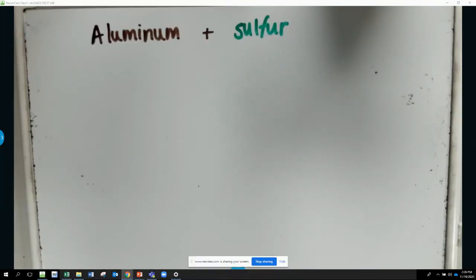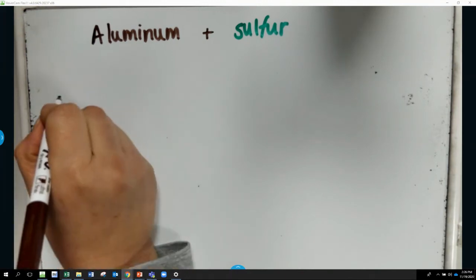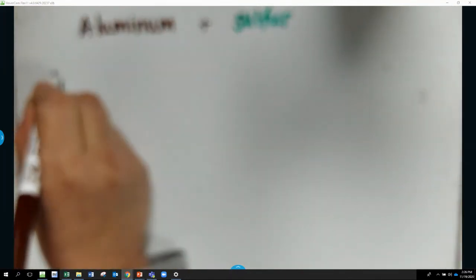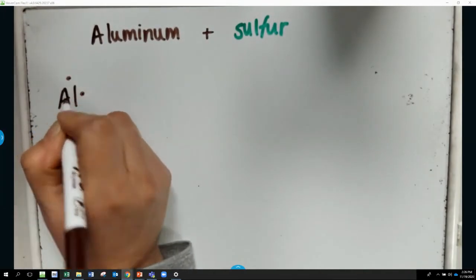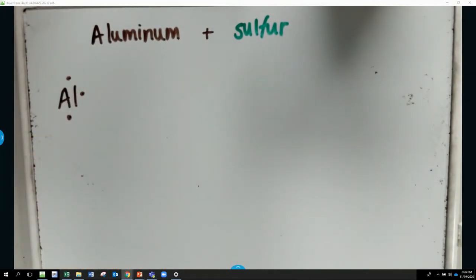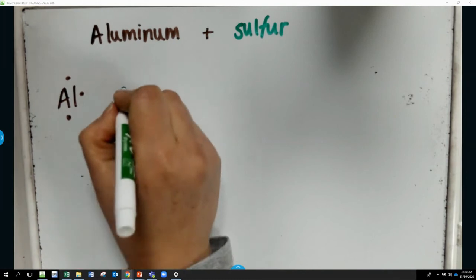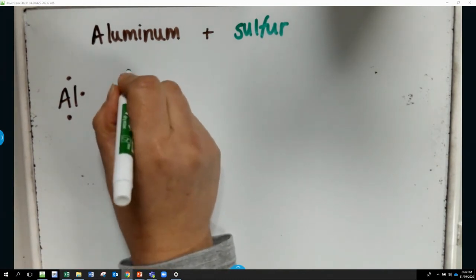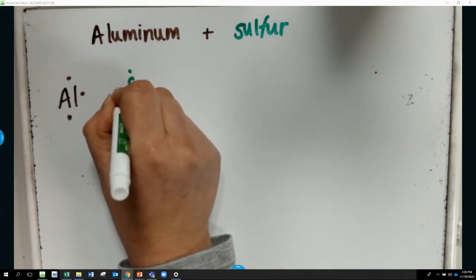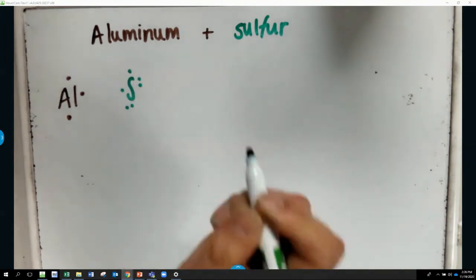We're going to do 2 more practice problems. So let's do aluminum and sulfur. Aluminum and sulfur. So aluminum, if you look on the periodic table, that is your metal. It has 3 valence electrons. Sulfur, if you look on the periodic table, has 6 valence electrons.